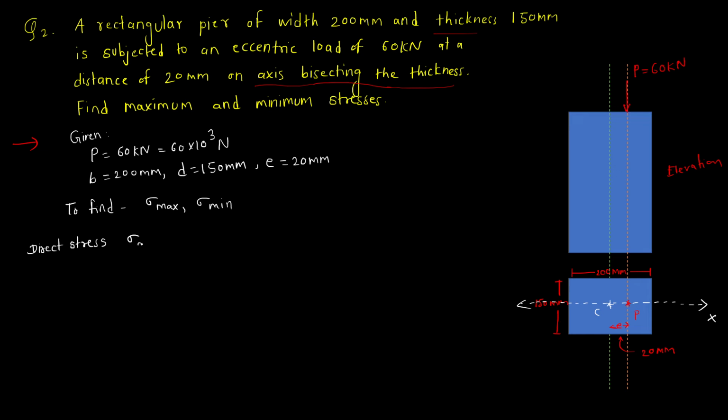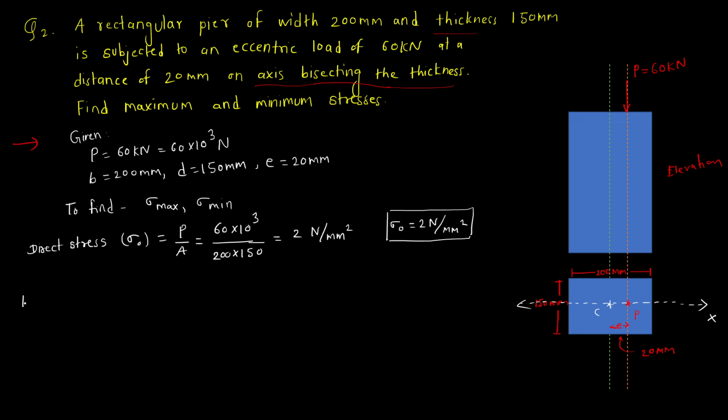We know that direct stress sigma naught is equal to P divided by A. So P is 60 into 10 to the power 3 Newton, 60 kilonewton, and area is B into D, 200 into 150. So this should come as 2 Newton per mm square. So this is the value of direct stress, that is sigma 0 is equal to 2 Newton per mm square.